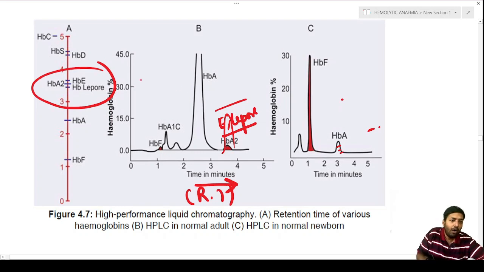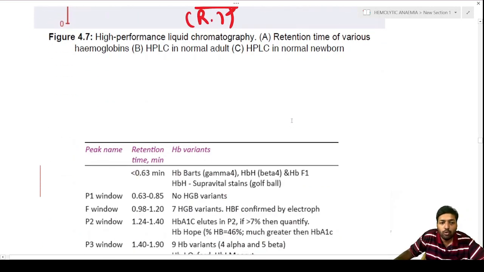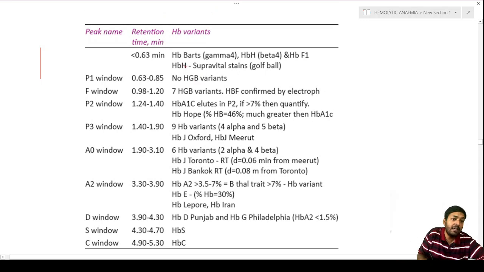Okay. Now, along with that, after HbA2, after this peak, comes another peak, that is the HbD peak. Over here first comes the D peak, then comes the HbS peak, and later after that comes the HbC peak. So this is how the variant hemoglobins are going to elute.